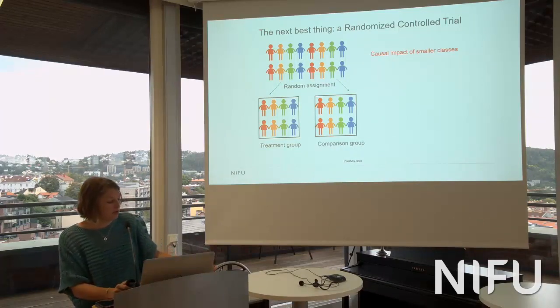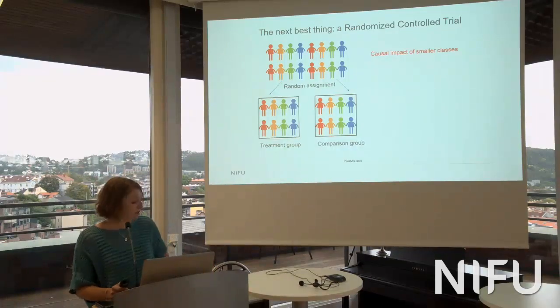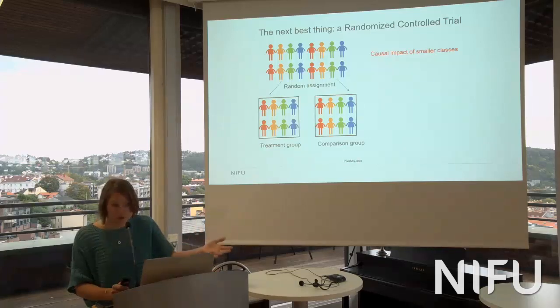Now, if the groups that we randomize are large enough, they should on average be comparable to each other. That is to say that in the treatment group, you should on average have the same parental education, gender, intelligence, motivation, disruptive students, and so on as the students in the comparison group.